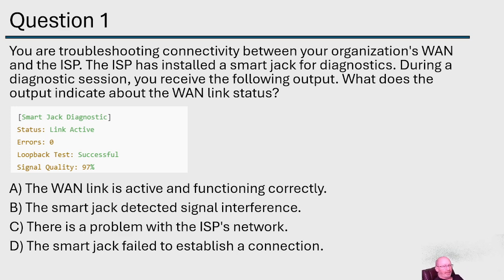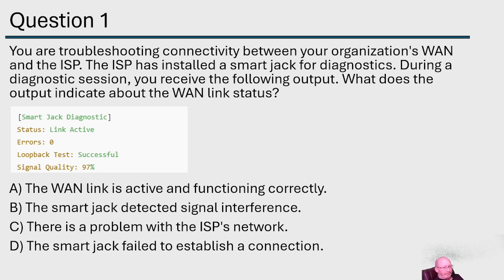You are troubleshooting connectivity between your organization's WAN and the ISP. The ISP has installed a smart jack for diagnostics. During a diagnostic session, you receive the following output. What does the output indicate about the WAN link status? We see our smart jack diagnostic. We see status, link active, error 0, loop back test successful, signal quality is only at 97%.